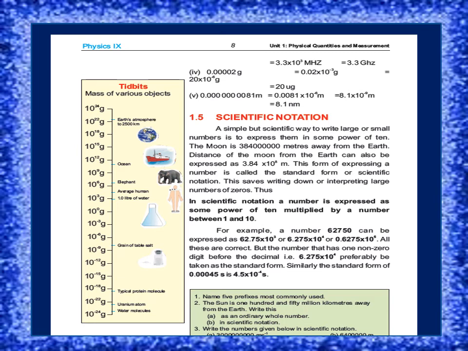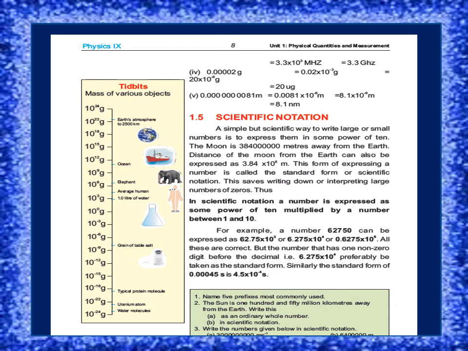Okay, in the last line you will observe that here we have the number 0.00045 seconds. Whenever you convert it into standard form, it gives you 4.5 into 10 raised to power minus 4 seconds. So 4.5 also lies between 1 and 10. So keep in mind, whenever you convert your value into standard form, it will lie between 1 and 10, and this will be considered the correct 100% standard form.